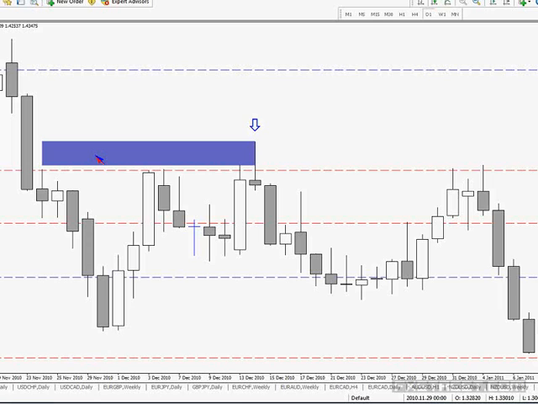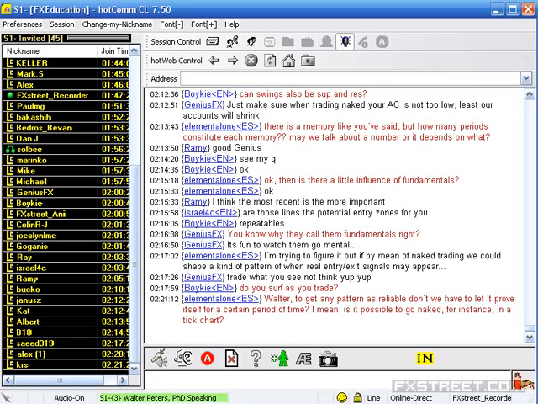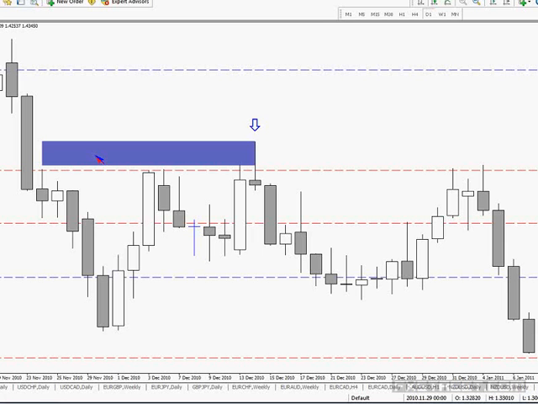That's pretty good. Element Alone asks, do you get any reliable pattern? Does it have to prove itself for a certain period of time? Is it possible to go naked, for example, on a tick chart? Yeah, I don't know. I've never traded tick charts. Most of the traders I know, we trade 4-hour charts, daily charts, weekly charts, and we just kind of let them go. I know that you can trade naked. I do have some traders that do 15-minute trades and 5-minute trades.